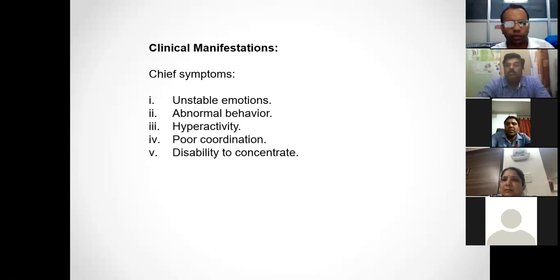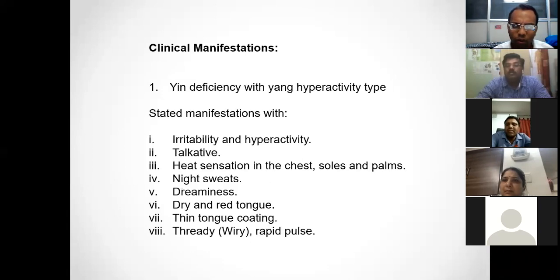So the chief symptoms are unstable emotions, abnormal behavior, hyperactivity, poor coordination and inability to concentrate. Whenever there is yin deficiency with hyperactivity, you will find irritability and hyperactivity, being too talkative, and a heat sensation in the chest, soles and palms. Night sweat, dreaminess, dry and red tongue, thin tongue coating and steady rapid pulse.